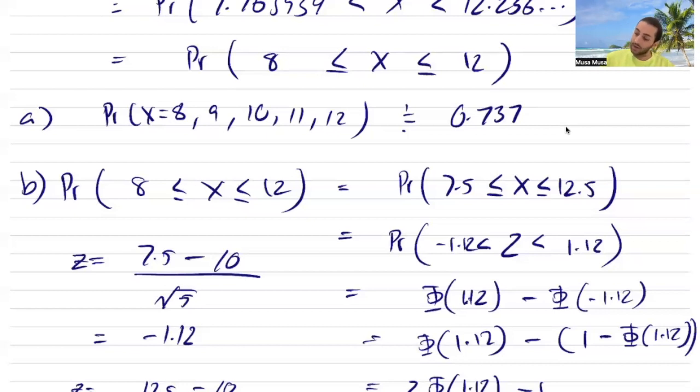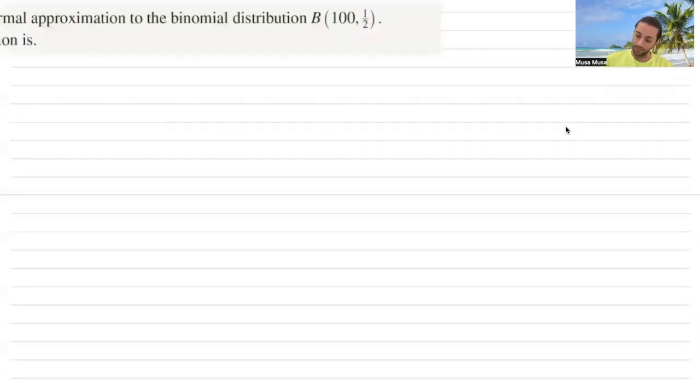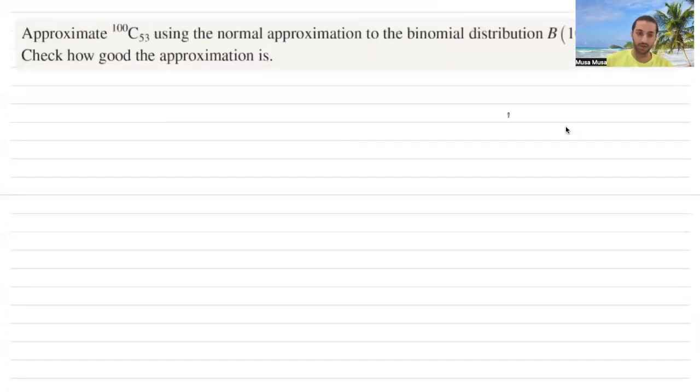Now here is this other question. It's a binomial question, but it uses some binomial distribution properties. Approximate 100 choose 53 using the normal approximation to the binomial distribution with this distribution here. Check how good the approximation is. I'll just show you how to do this question. We want to find a way to calculate what 100 choose 53 is, but we want to be able to use our normal distribution to calculate it.